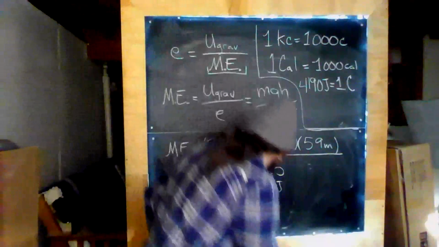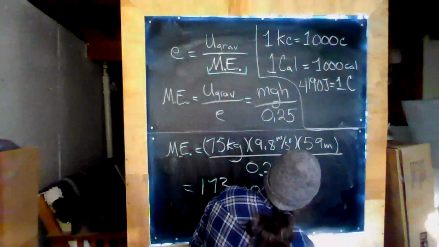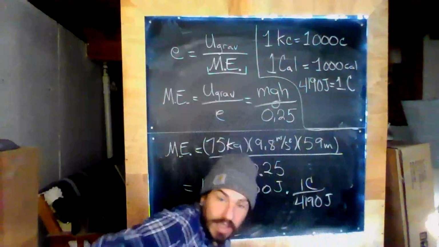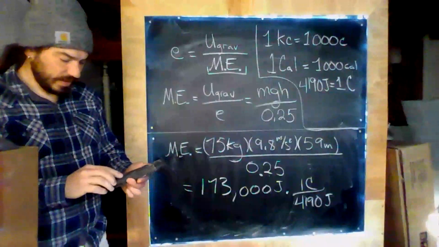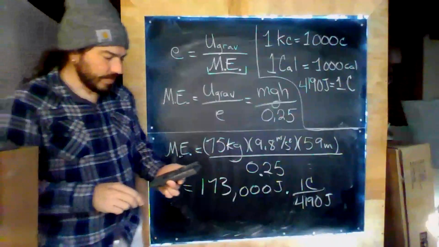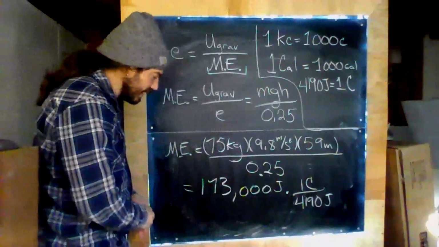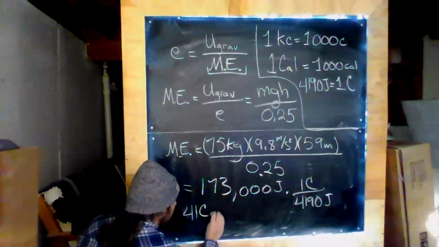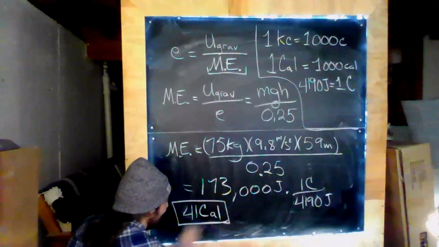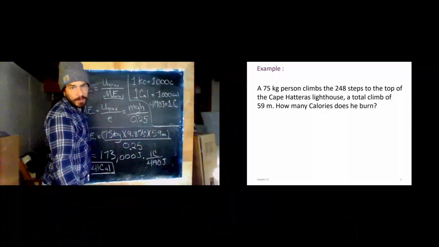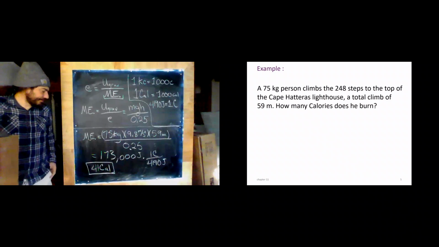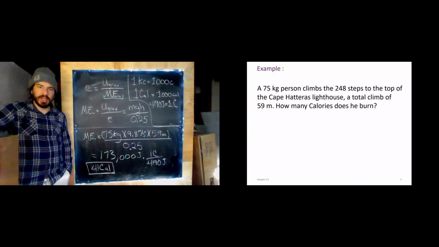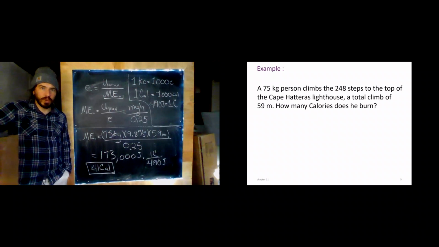So let's convert this to calories. 1 calorie, 4,190 joules. Let's get out our calculator. 41.4 calories. 41 calories. Kind of depressing. So it goes. Some of us could stand to run up the Cape Hatteras Lighthouse a few more times.